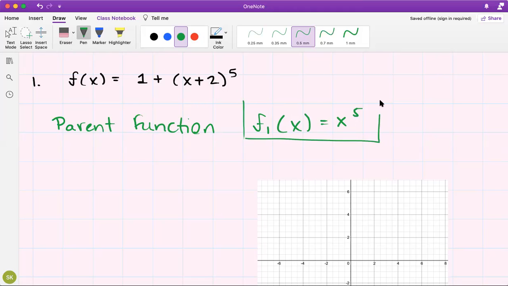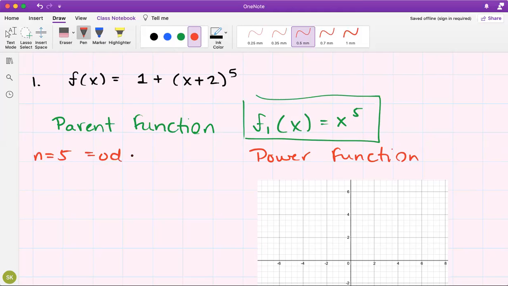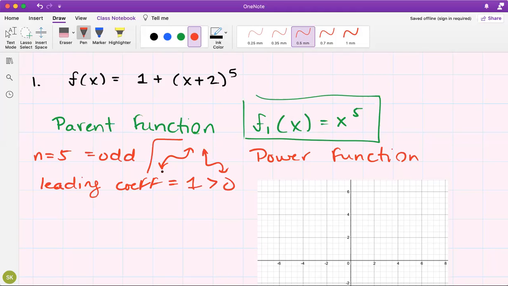Now, we learned that this is a power function. The degree here, n, is 5, which is odd. So the graph is either going to look like this or it's going to look like this. And because the leading coefficient is 1 for this power function, which is greater than 0, we're going with this x cubed looking graph.